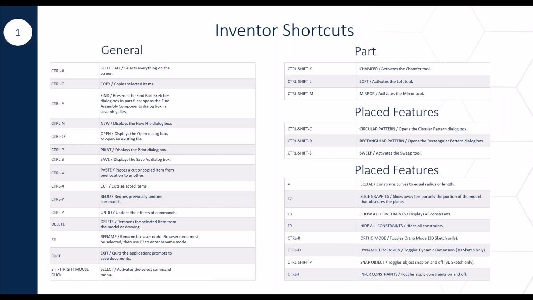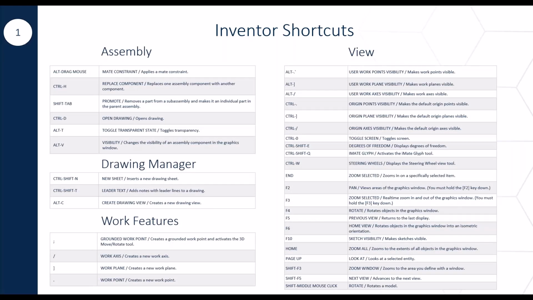Let's then move on to the next page of shortcuts, which gives you certain shortcuts that you can use in the different Inventor environments, such as your assembly, your drawing manager, work features, and the view. Now, the view one is quite useful. I like to use Shift and middle mouse click in this case, where you can rotate your view and have a look at your part model or your 3D model from every angle, or whichever angle you need to look at it from. Press Shift and F5, it moves to the next view. If you want to pan, you will press Control and the middle mouse roller.